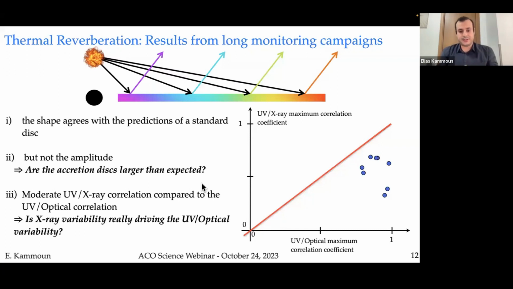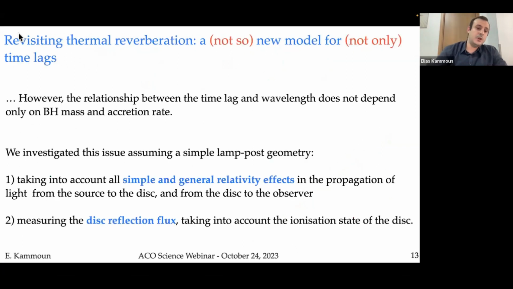How can the X-ray drive the UV optical variability while we see that the correlation between the UV and the X-ray is very moderate? So these are two important questions that I'll try to answer during that talk. For that reason, we tried to revise the thermal reverberation. You can perceive it as a new model, but it's not very new. It's practically just re-looking at this model in order to model the time lags. That was our first aim, but as you will see, we went much beyond modeling the time lags.